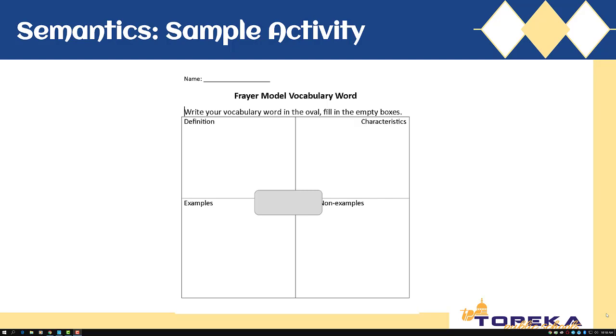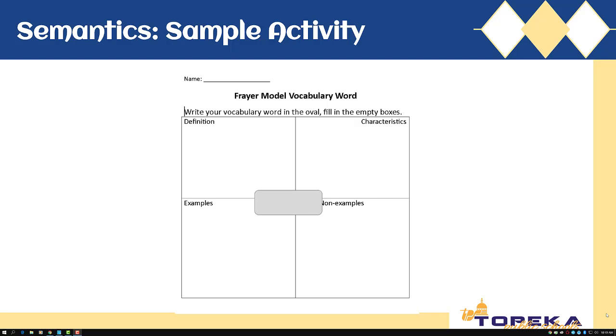The middle has been left blank for you so that you can adapt this with any word or words you choose. When completing a Frayer model, you put your word in the center. We talked about the word friendship. It's always nice to start with the characteristics. What are the characteristics of that word you're working with? What are the characteristics of friendship?